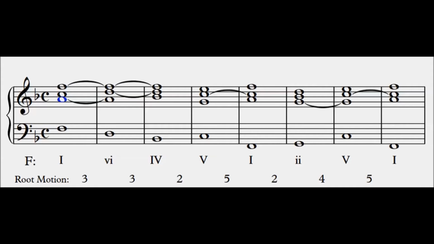For root motion of a second, the top three voices, the soprano, the alto, and the tenor, must move in contrary motion to the bass. The reason we have this rule is because if you moved the voices in similar motion to the bass, you would have parallel octaves and parallel perfect fifths.